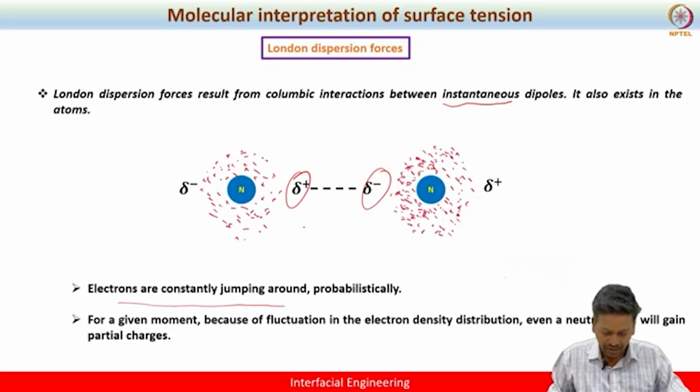So you can expect, because this atom gains partial negative and partial positive, there can be electrostatic attraction between positive charge and negative charge, due to which you can expect a physical force between these neutral atoms, that is due to London dispersion force. So this type of force is called London dispersion force.